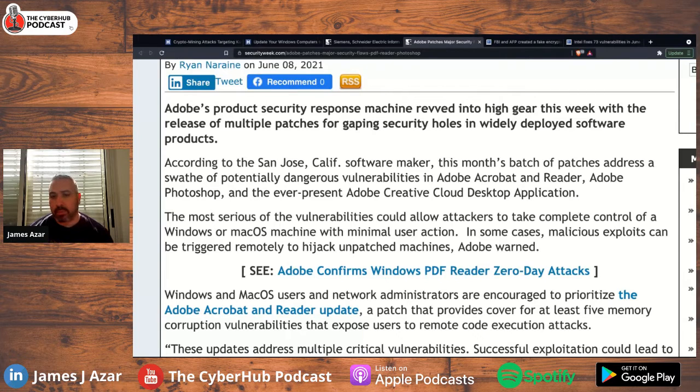The most serious of the vulnerabilities could allow an attacker to take complete control of a Windows and Mac OS machine with minimal user action. In some instances, malicious exploits can be triggered remotely to hijack unpatched machines.